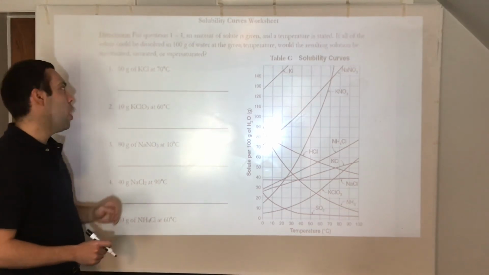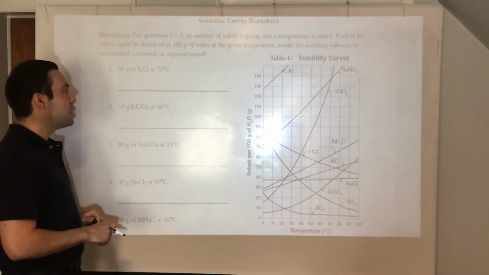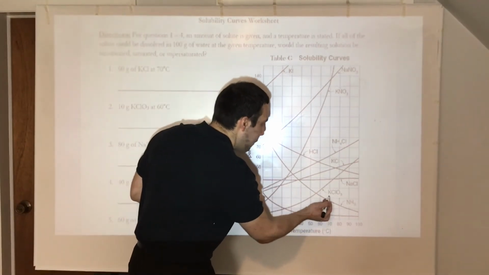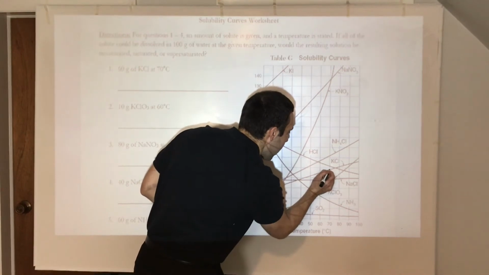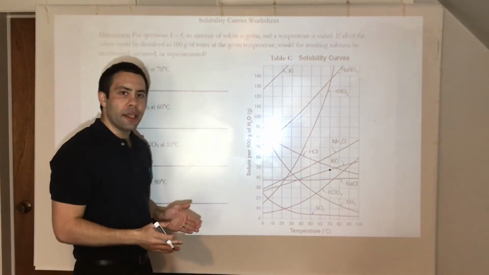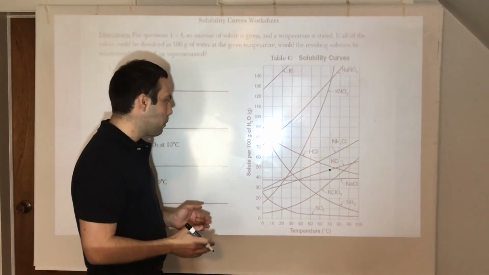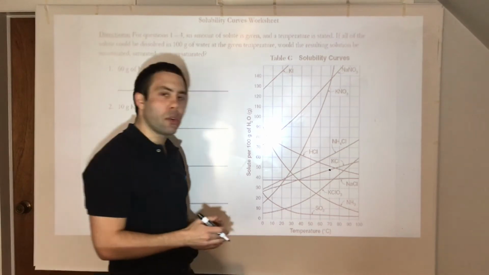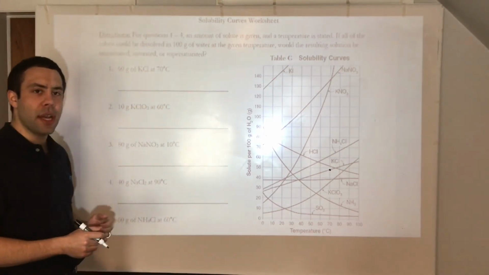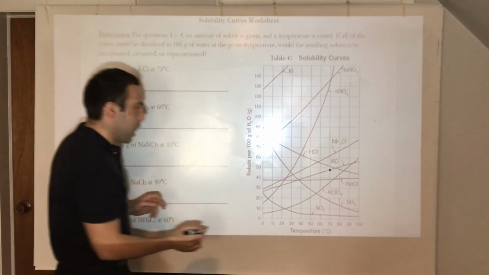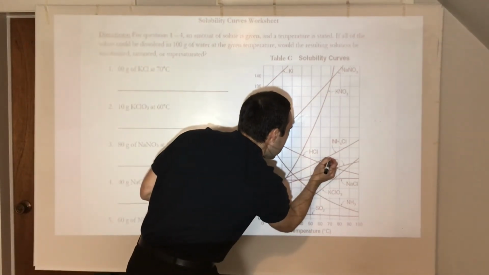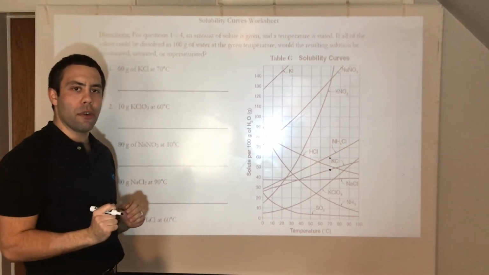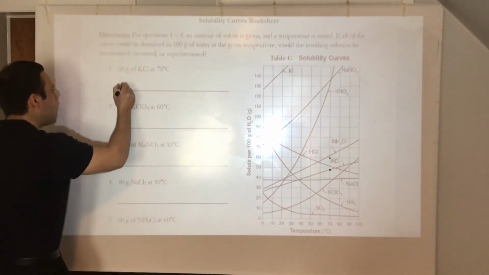Let's look at problem number 1. 60 grams of KCl at 7 degrees Celsius. The first thing we should do is go to 7 degrees Celsius and find KCl right here. So theoretically, if we had 100 grams of water, it could hold about 48, 49 grams of KCl at 7 degrees Celsius. However, we have 60 grams, which would be right about here. Since this point is above the curve, we would say that it is supersaturated.